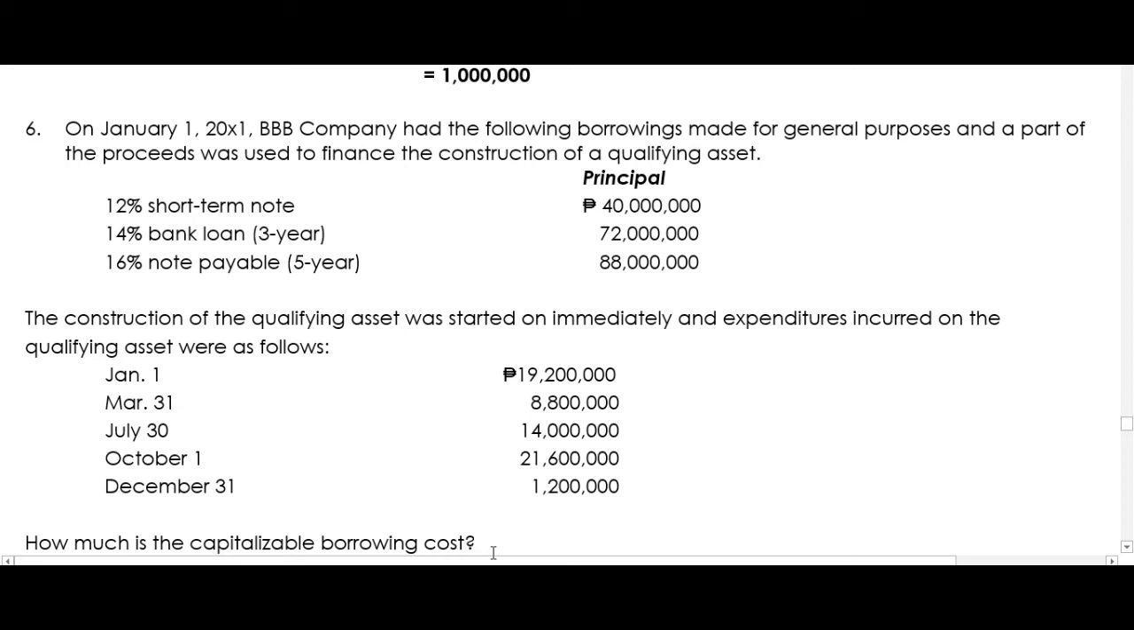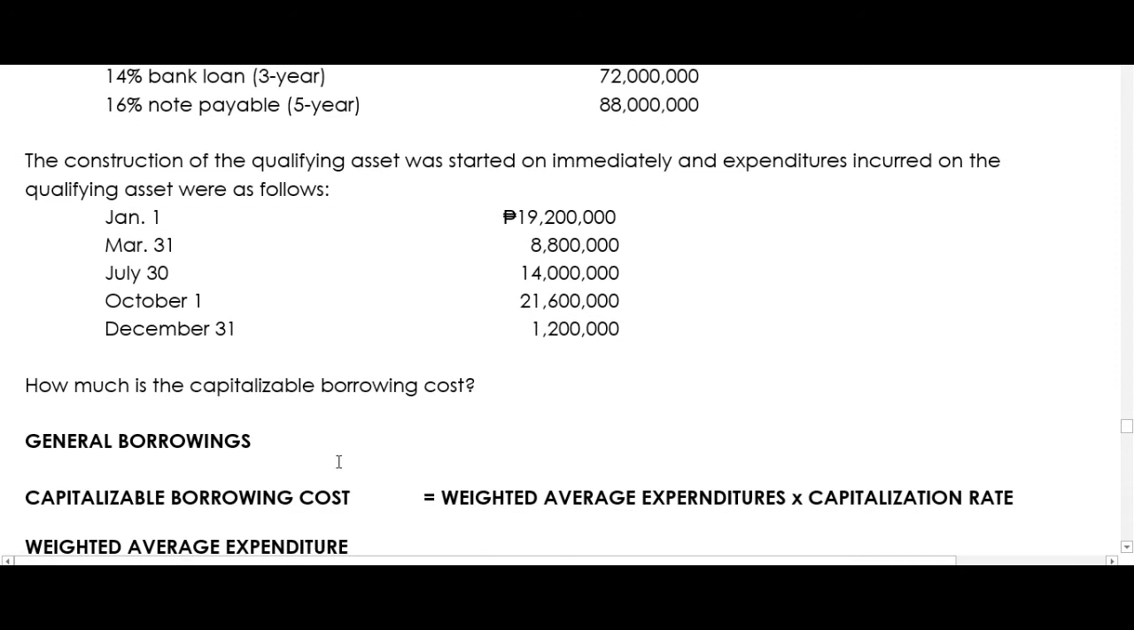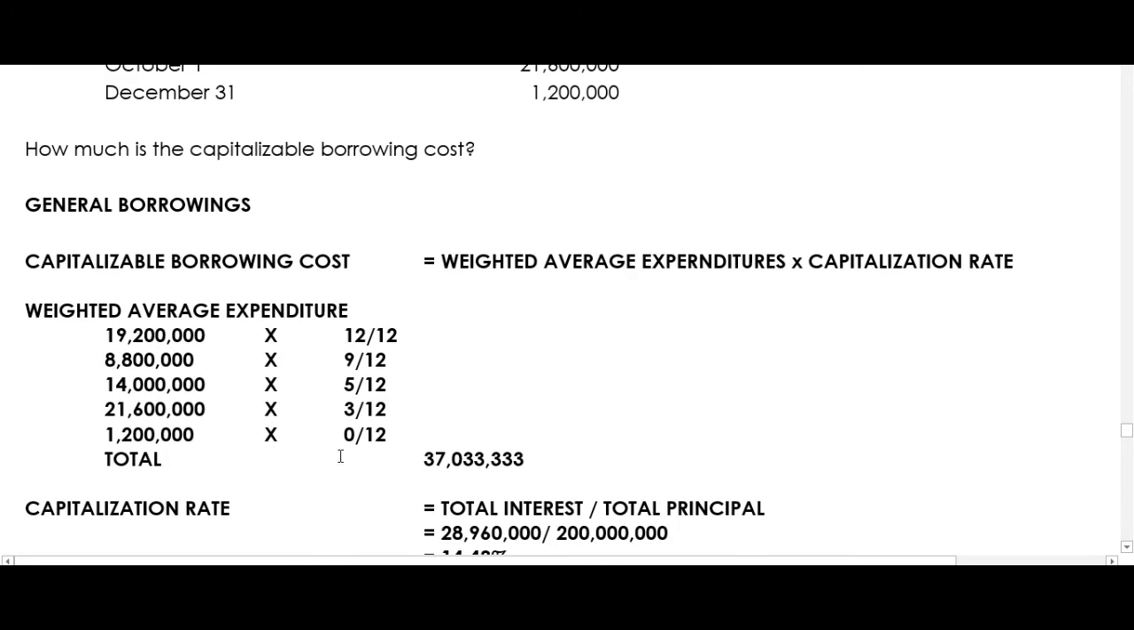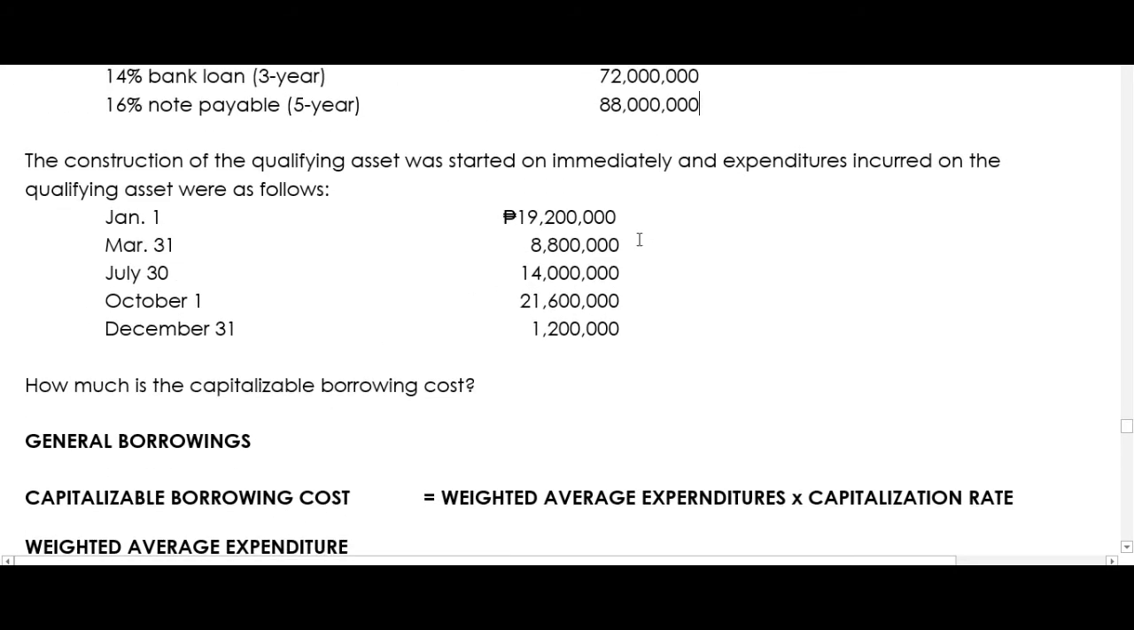Okay. So, ano ulit yung discuss natin kanina? For general borrowings, ang una mong gagawin, hanapin mo ang weighted average expenditure. Tapos, ang next mong gagawin, hanapin mo yung capitalization rate. Tapos, pag-multiplyin mo yung dalawang yon. So, unahin na muna natin si weighted average expenditure. So, saan nakuha itong mga to? Yan yung mga nagastos throughout the year.